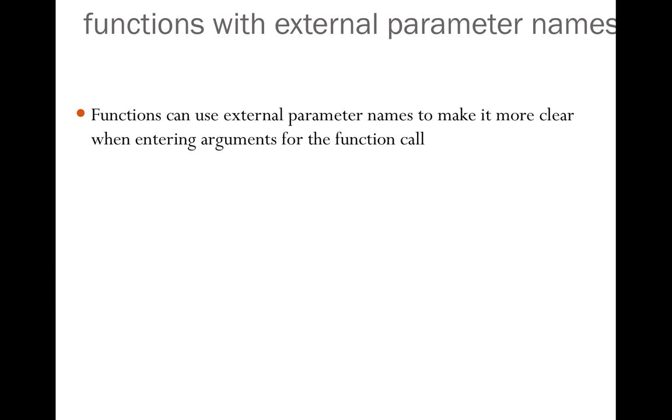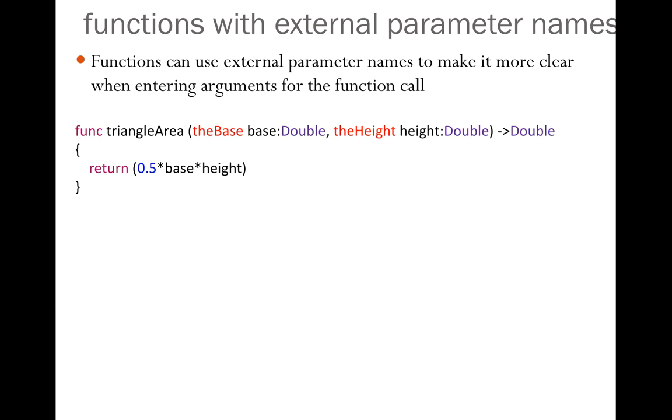In fact, a function also has external parameter names and internal parameter names. That's a little different from C. What does that mean? Let's see here, okay?